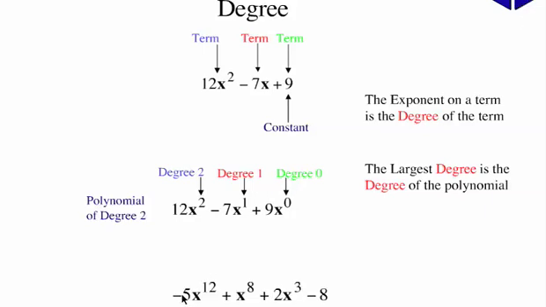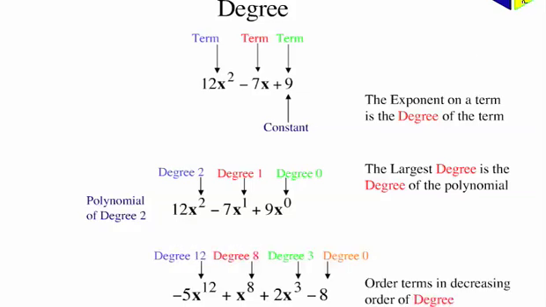For this example, we have a polynomial of degree 12. Okay, so we order the terms in decreasing order of degree. So the term with the biggest degree goes first. And so, as I said, this is a polynomial of degree 12.